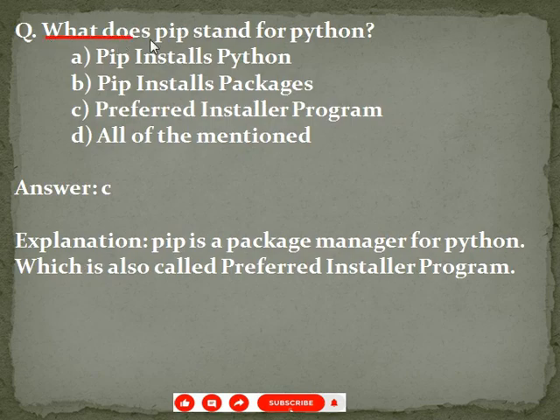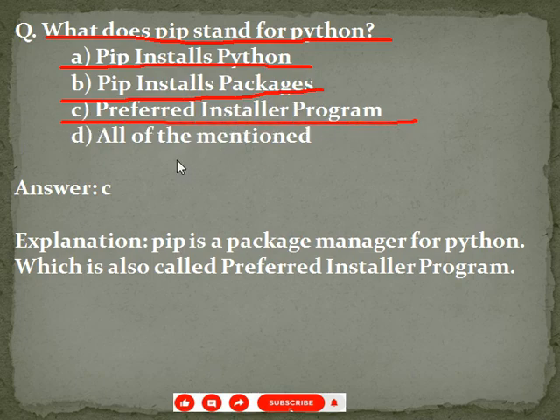What does PIP stand for in Python? Option A pip installs Python, B pip installs package, C preferred installer program, D all of the mentioned. Here correct answer is option C preferred installer program.